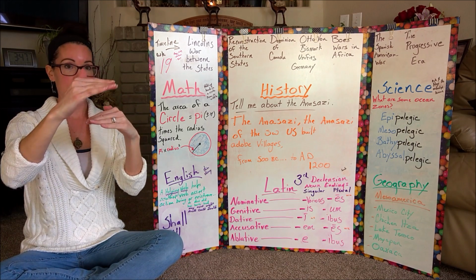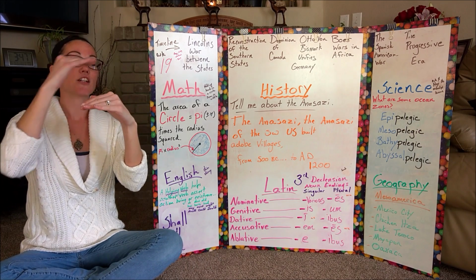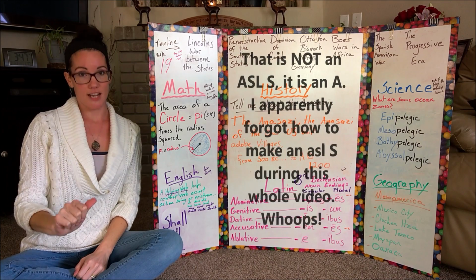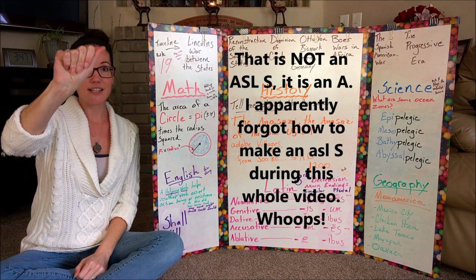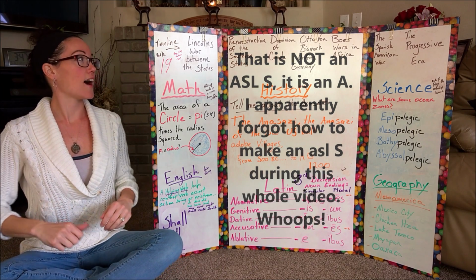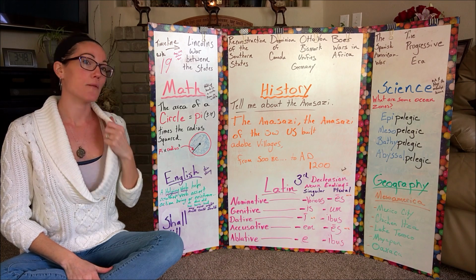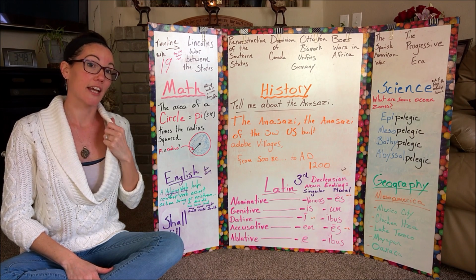Reconstruction of the southern states. Our hands just do this to show rebuilding. So we make an ASL S and then bring it down. Dominion of Canada. So grab your shirt and pull on it, and that's the sign for Canada.